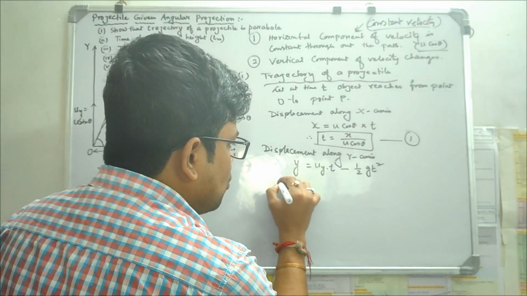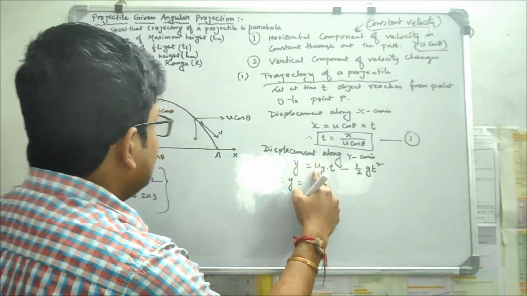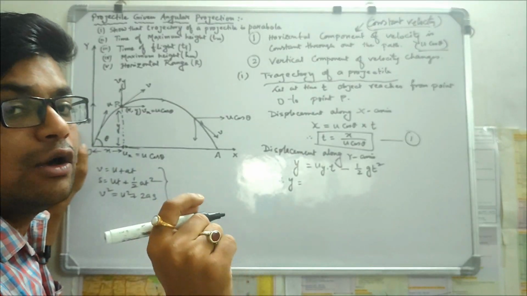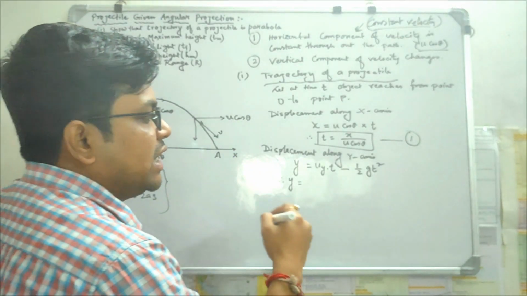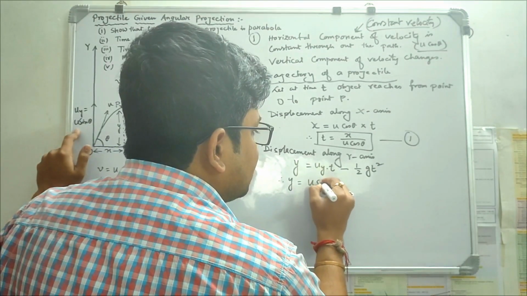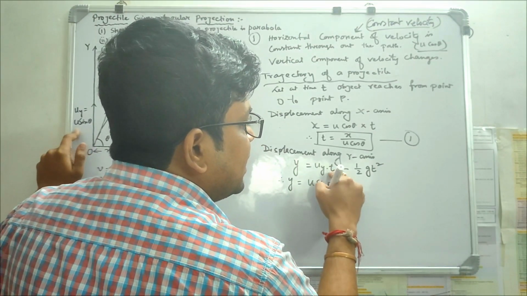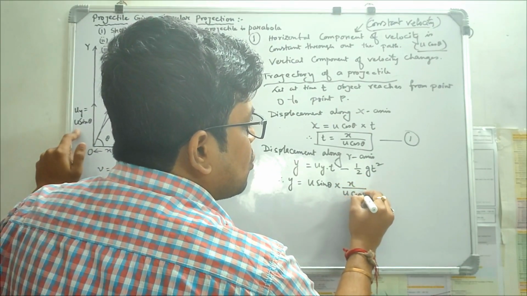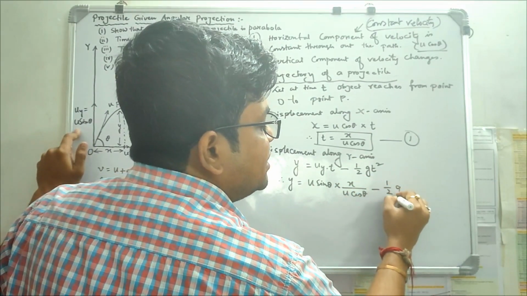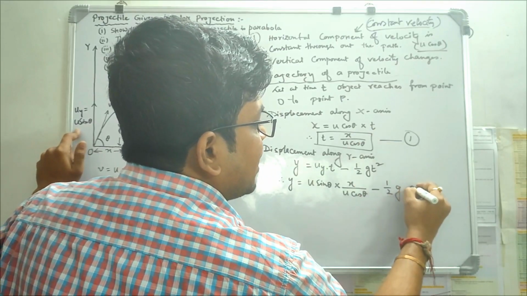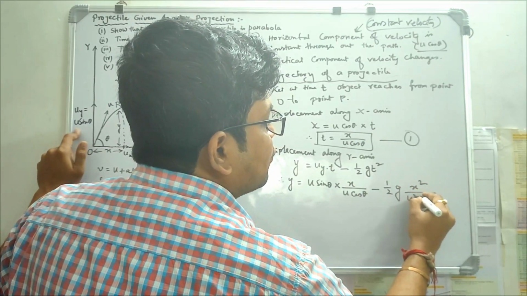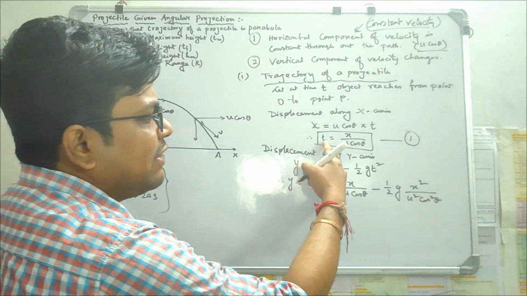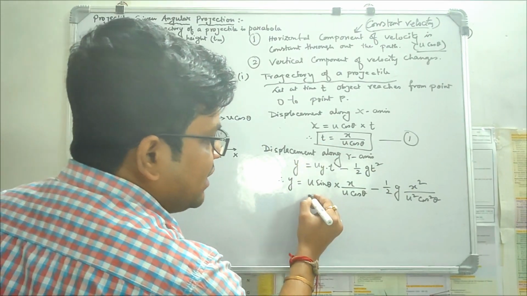Now, y equals u_y. What is u_y? U sin theta. Initial velocity along the vertical component is u sin theta. So it is u sin theta into t. Instead of t, I will write x by u cos theta. So x by u cos theta minus half g t square. T square means x square by u square cos square theta. I am just replacing the value of t over here. So I am getting u cancel.